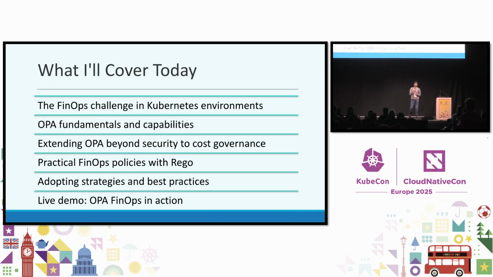Today we will cover the FinOps challenges that we have in Kubernetes environments, OPA fundamentals and capabilities if you are not aware of OPA, and then how we can extend OPA to cost governance, which is FinOps practices. I'll show some example FinOps policies written in Rego, and how we can adopt and implement them in your environment. Towards the end, maybe I will show a demo with a set of policies which I've applied in my environment.